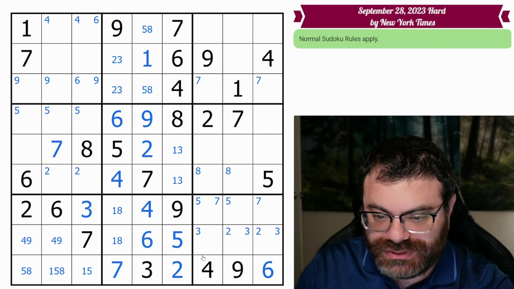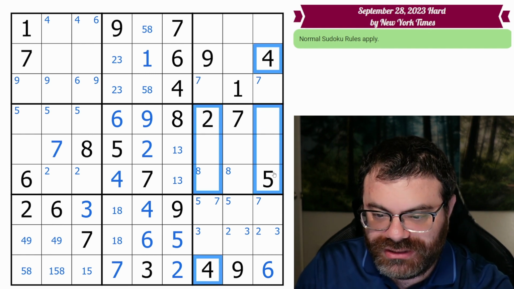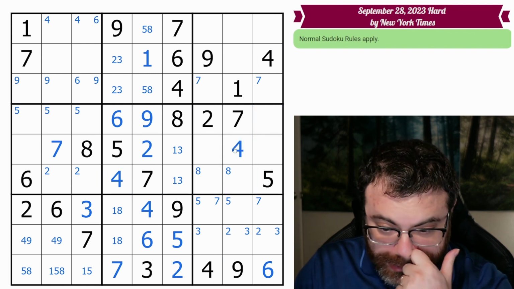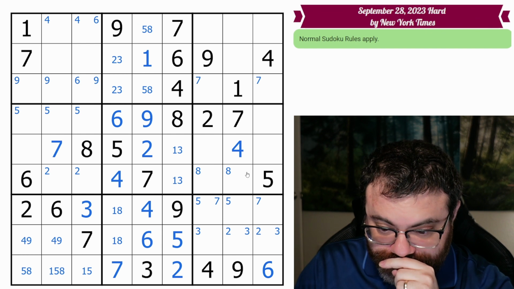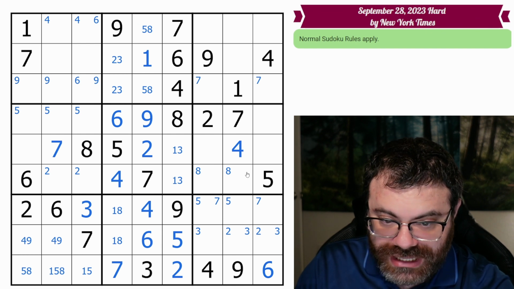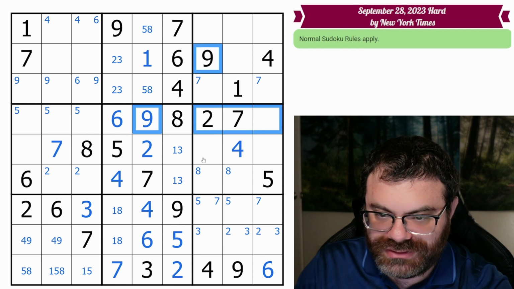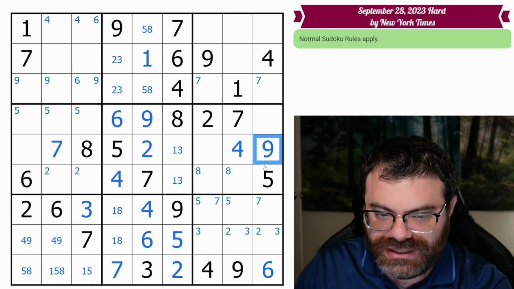Let's look at this vertical. So I think the 4 is placed in this box. Sure is, so that's a 4. 9 is placed in this box as well. We have 3 9s looking in, right? These 9s look in, so the 9 goes there.